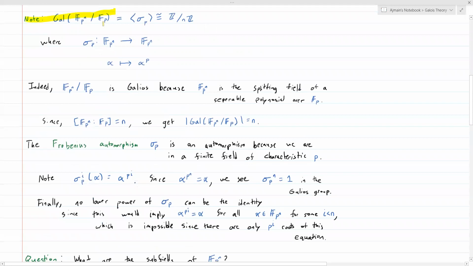Next thing, the Galois group of Fpn over Fp is cyclic of order n and generated by the Frobenius automorphism. First of all, why is the finite field of order p to the n Galois over Fp, its prime subfield?